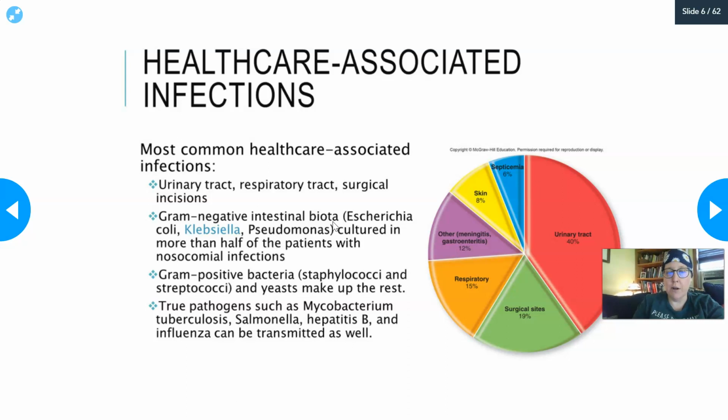There are also gram-positive bacteria, so staph and strep, and yeast. They make up the rest of the organisms that cause healthcare-associated infections. True pathogens such as Mycobacterium tuberculosis, Salmonella, hepatitis B, and influenza can be transmitted as well. And so, yeah, it is possible, especially for flu and TB and all that, to move through facilities, whether it be hospitals, but even schools, prisons, and those kinds of places.